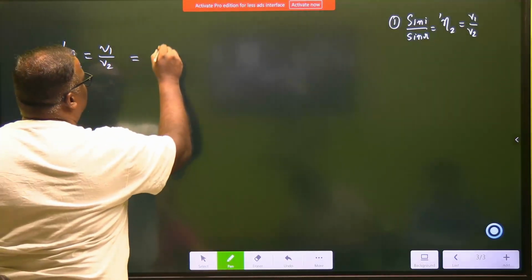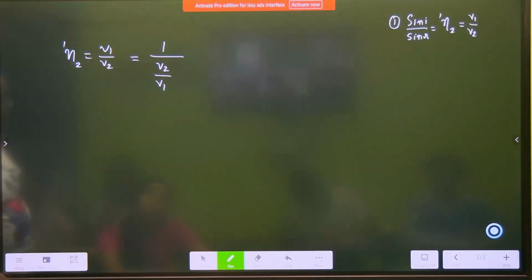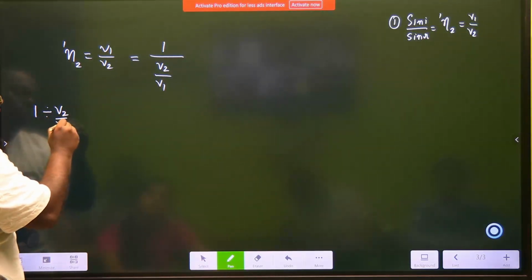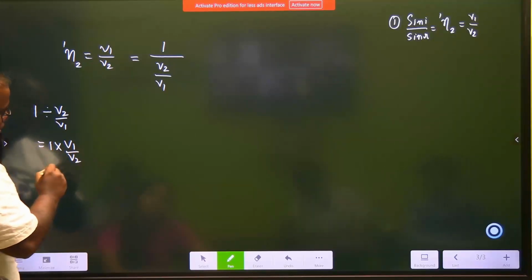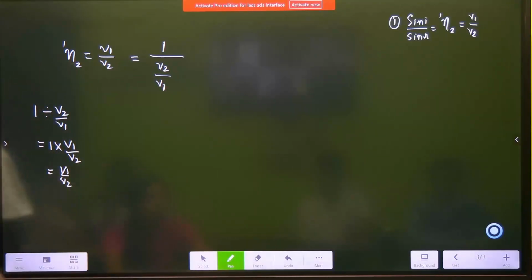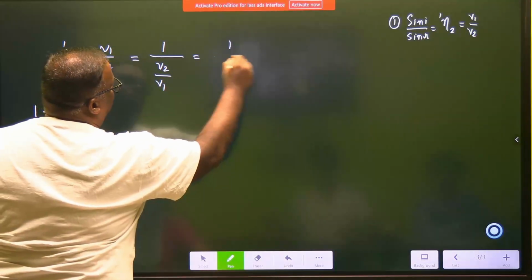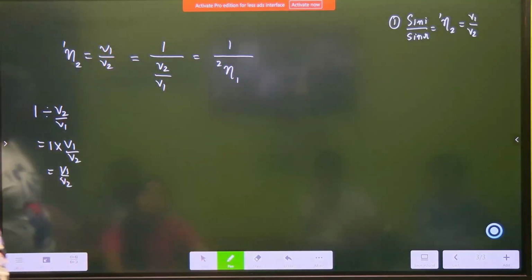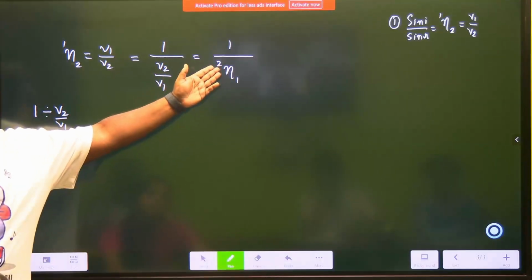Can I not write this as 1 upon V2 upon V1? Just see, 1 divided by V2 upon V1, grade 8 rational numbers chapter, gives V1 upon V2. That's what I have done. I'm expressing V1 upon V2 in this manner. Am I allowed to do that? Right. Can I write this as 1 upon V2 upon V1, which means eta 1 with respect to 2? Same thing. If 2 is on top, then 2 goes on top.